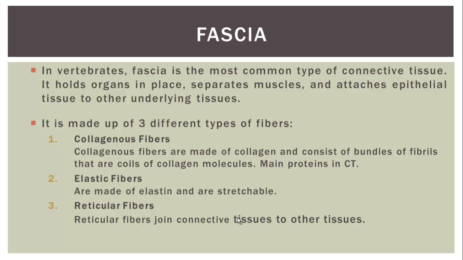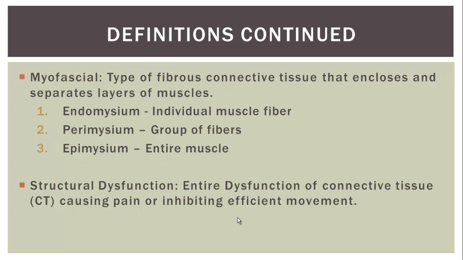We have collagenous fibers that are made up of collagen and consist of bundles of fibrils that are coils of collagen molecules, and it's the main protein in the connective tissue. We have elastic fibers that are made of elastin, and these are stretchable and malleable. These will be important for us with the work that we're going to be doing. And lastly, the retinacular fibers, which join connective tissue to other tissues, the connection, so to speak, of connective tissue.